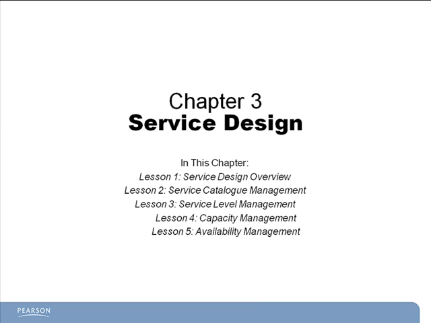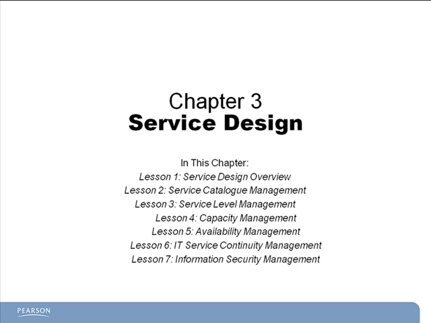Lesson 5 introduces availability management and contains some vocabulary you'll likely see on the exam. Lesson 6 introduces the IT service continuity management process, which is our fancy way of saying disaster recovery. Lesson 7 will cover some information security management terms and concepts, and Lesson 8 will quickly round out the processes with an introduction to supplier management. As always, we'll conclude our chapter with a series of sample questions, which we'll review in Chapter 9.